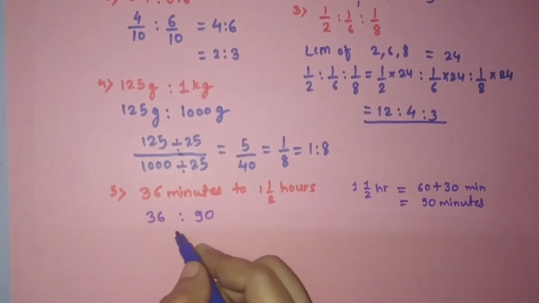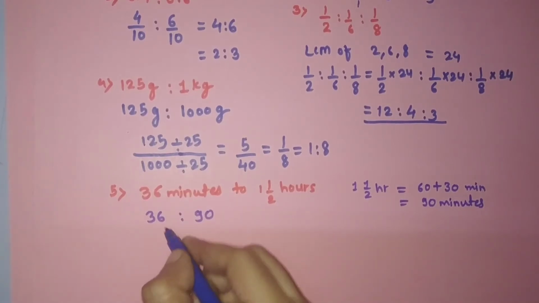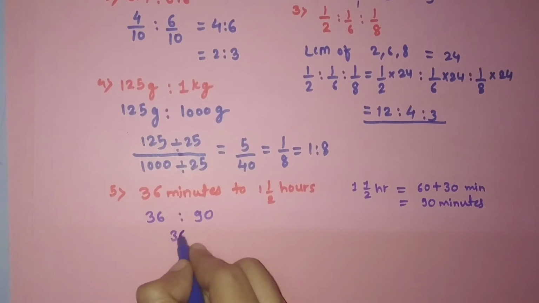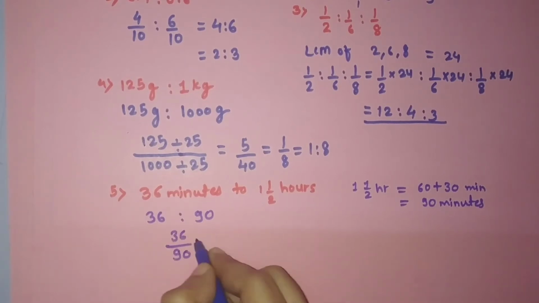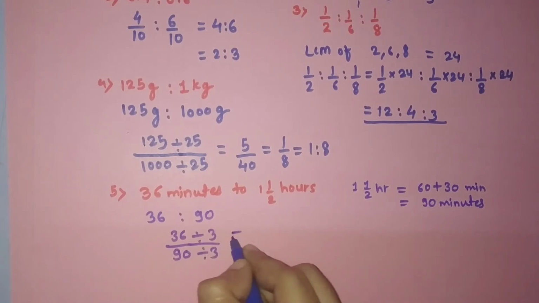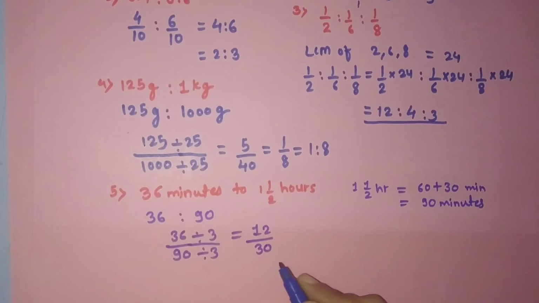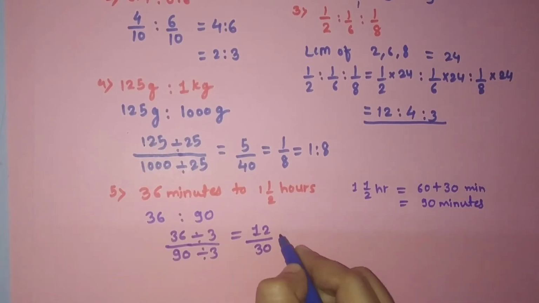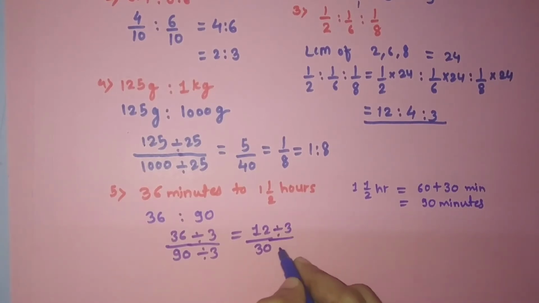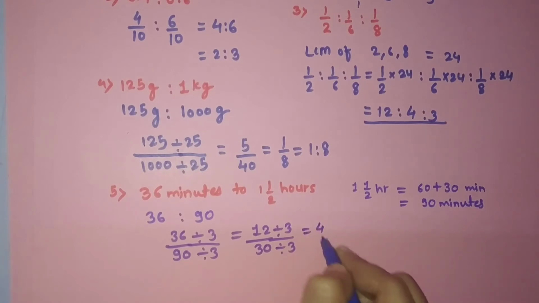So here, both are divisible by 3, so you can divide them by 3. 36 by 90, you will divide them by 3. So here you will get 12 by 30. And friends, again you will go with the 3's table once more. You will get 4 by 10.